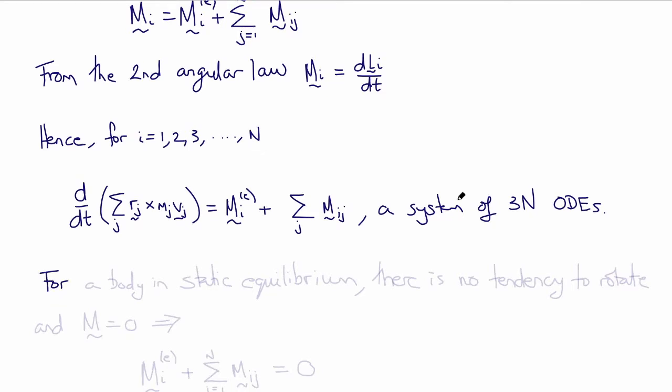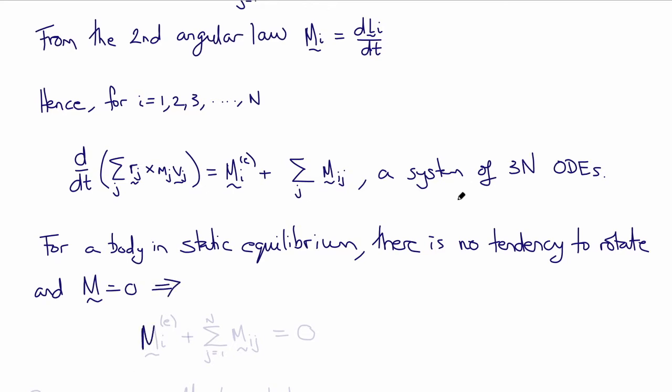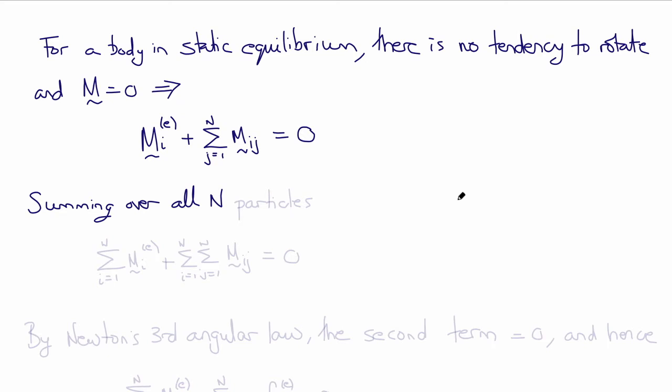Now, as we did for linear static equilibrium, for a body in static equilibrium, there is no tendency to rotate, and therefore the moment M is zero, which gives us that Mi external plus the sum from j equals 1 to n of Mij must equal zero. And summing this over all n particles in the system gives us the sum from i equals 1 to n of Mi external plus the sum from i equals 1 to n and the sum from j equals 1 to n of Mij.